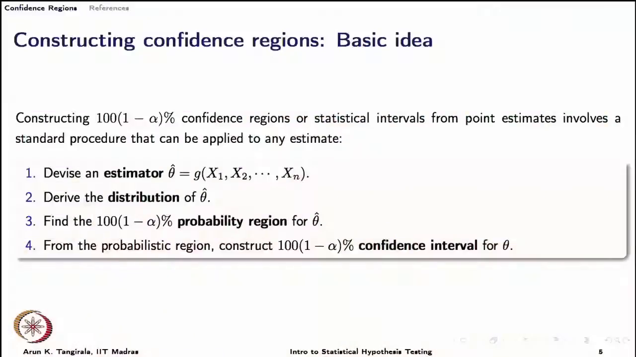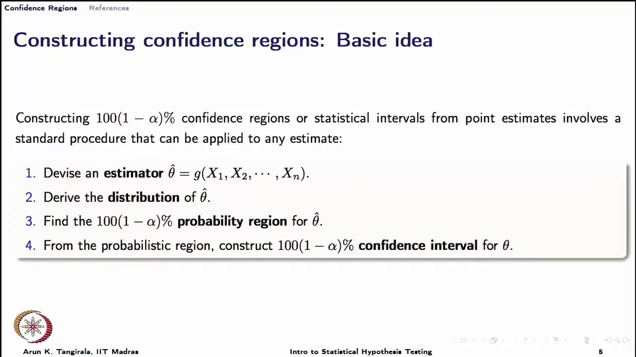Once you have chosen an estimator, the next step is to derive the sampling distribution of theta hat. Again, we have gone through that in the lectures. Then, from the sampling distribution of theta hat, find the 100(1 minus alpha) percent probability region for theta. What is this alpha? This alpha definitely is related to the type 1 error. So, there is a connection between confidence region and hypothesis testing.